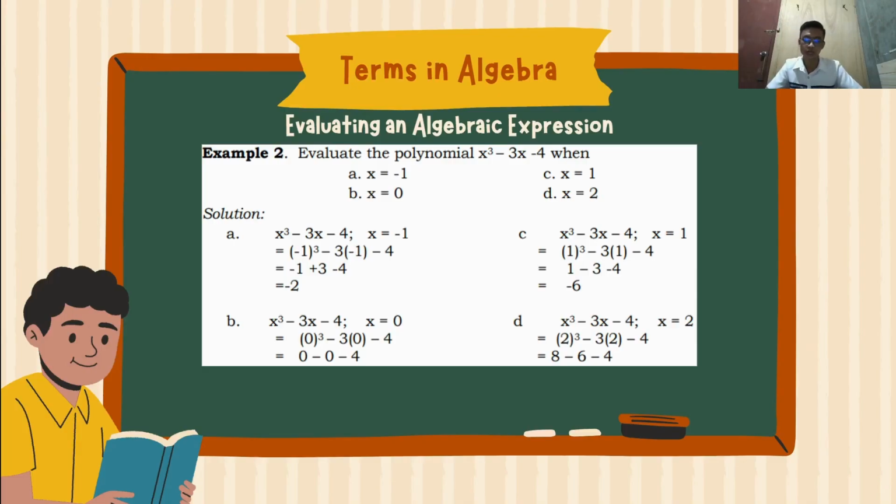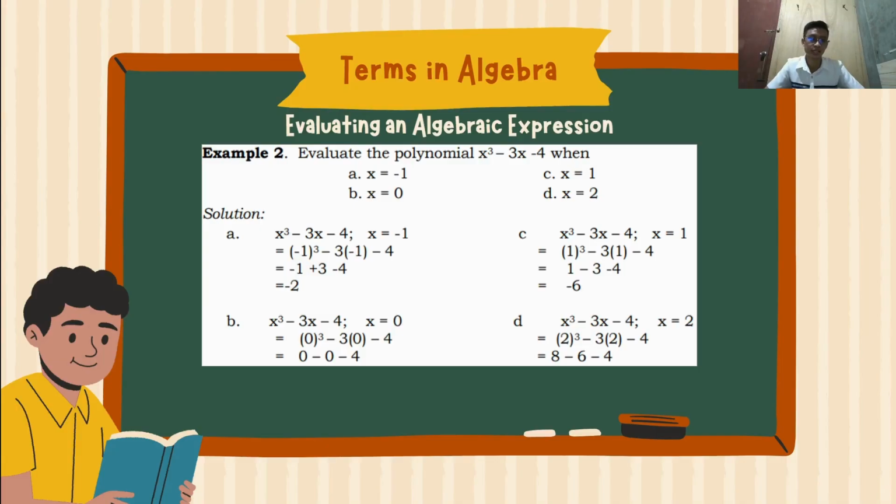0 raised to 3 minus 3 times 0 minus 4. 0 raised to 3 is equal to 0. And negative 3 times 0 is equal to 0. And let us copy the negative 4. Ang sagot diyan is negative 4.